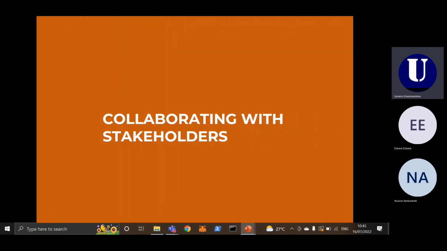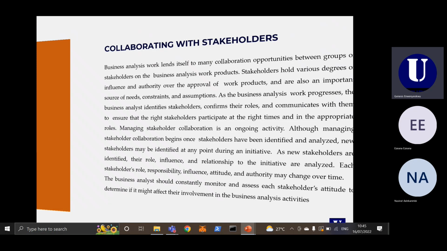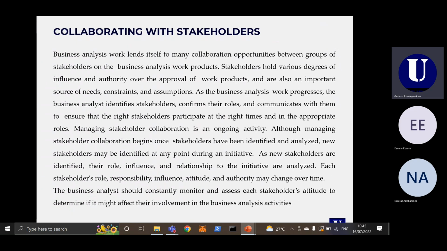The next one will be for you to communicate with stakeholders and collaborate with them. So collaborating with your stakeholders is very key. This is one of the things that business analysts and product people are known for. Something happened in my place of work recently. There's something I normally tell my developers, right?